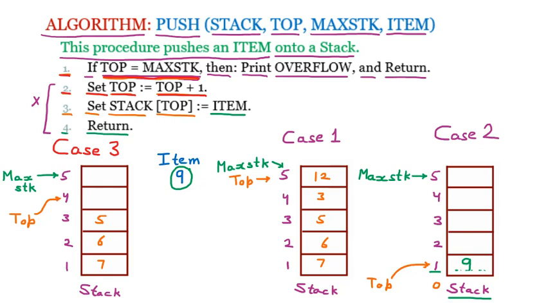Then the next line, set stack top: we are talking about this stack, and top means we are talking about 4. So stack 4, this particular block, is equal to item, and item is 9. So this 9 is successfully inserted. We have taken 3 cases and successfully inserted the element, which is called push. So this is the algorithm for pushing an element into the stack.